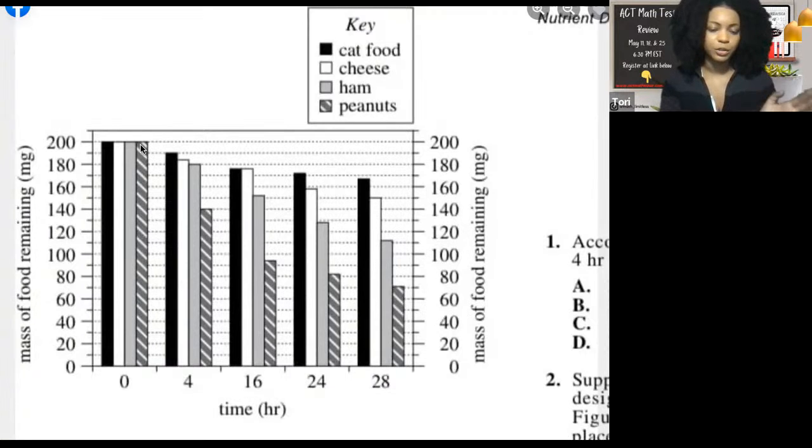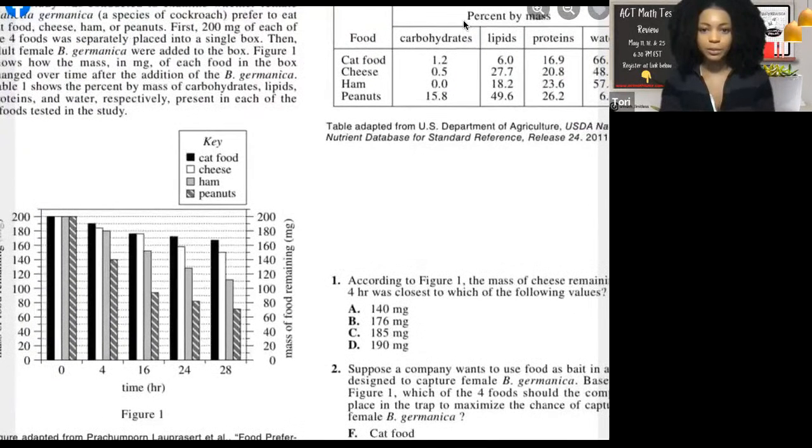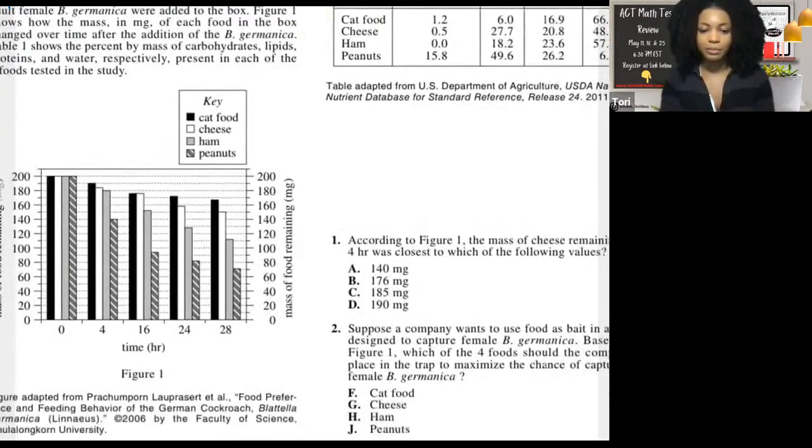Peanuts started out at 200 milligrams, and then it ends up at, looks like 70 milligrams here. So nothing else is that low, right? So this animal is eating more peanuts than anything else, and therefore it would maximize their trap if they include peanuts in the bait. So we're going to go back and get that as our answer. Peanuts, which is J, should be the correct answer for number 2.